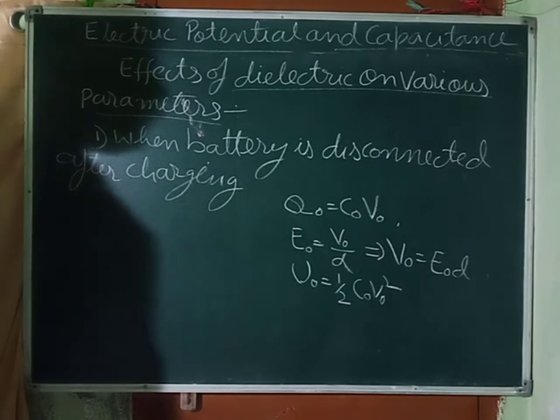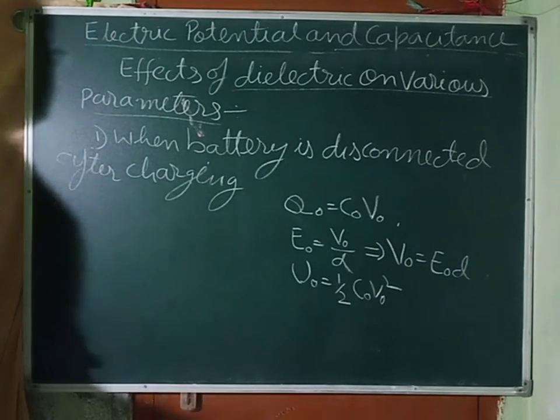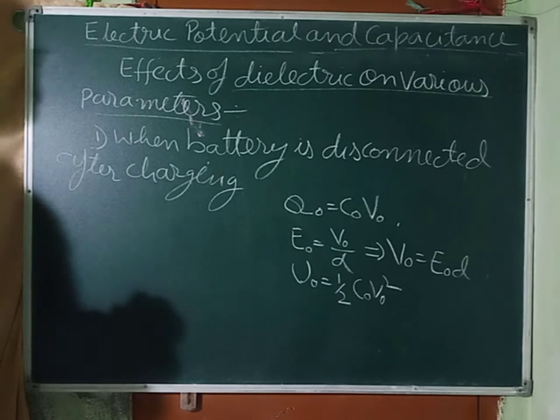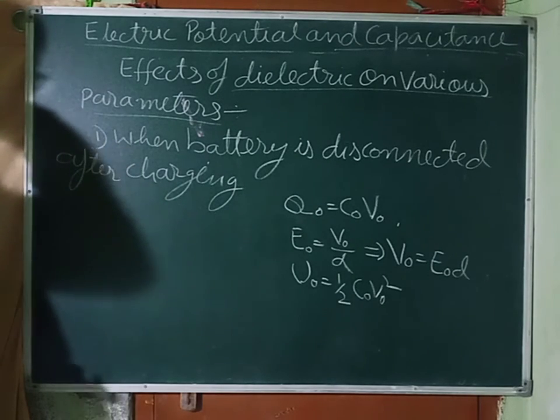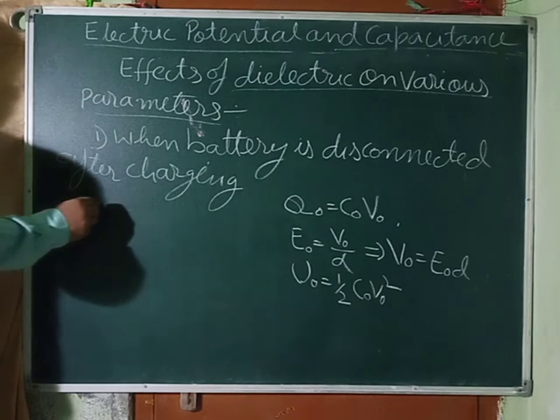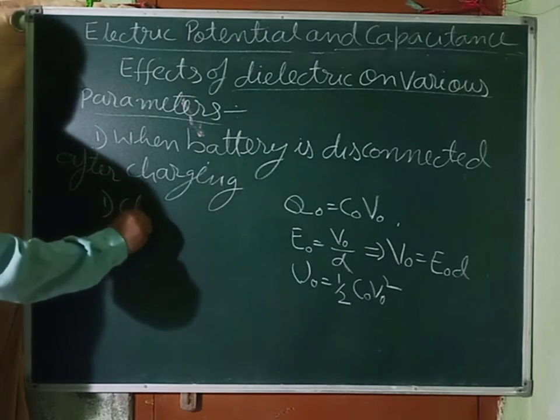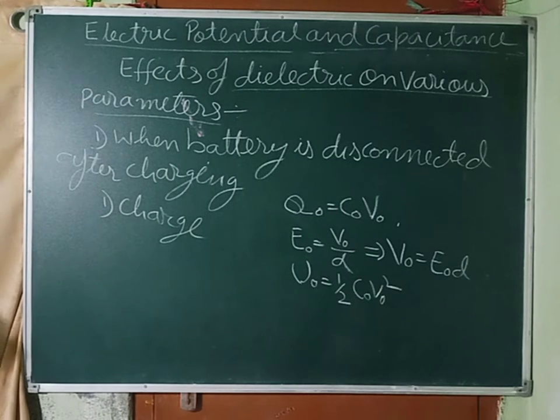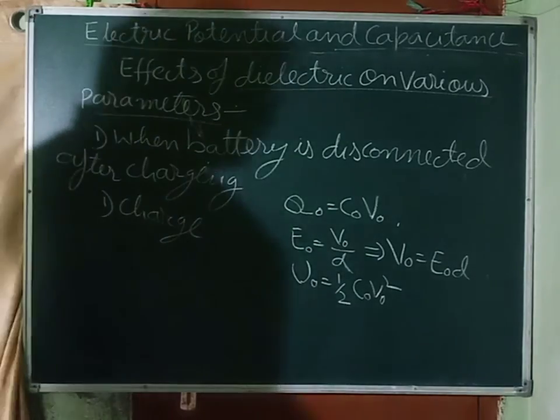Let it be U0. Why are we taking U0? Because there is no dielectric slab between the plates. Okay. Now, as soon as we enter the dielectric slab between the plates, what happens? The first thing is charge. Will the charge change? Yes? How? No. Why?